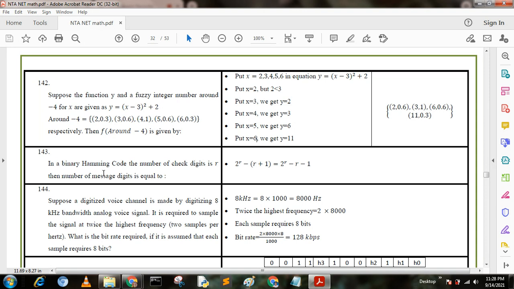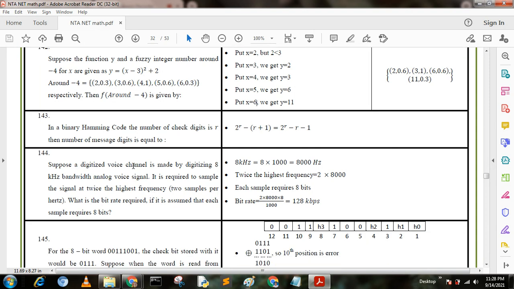Next question. In a binary Hamming code, the number of check digits is R, then the number of message digits is equal to 2 to the power R minus R minus 1. Next question.